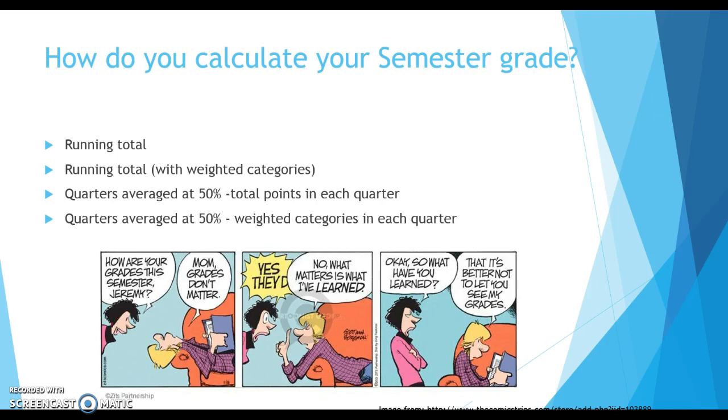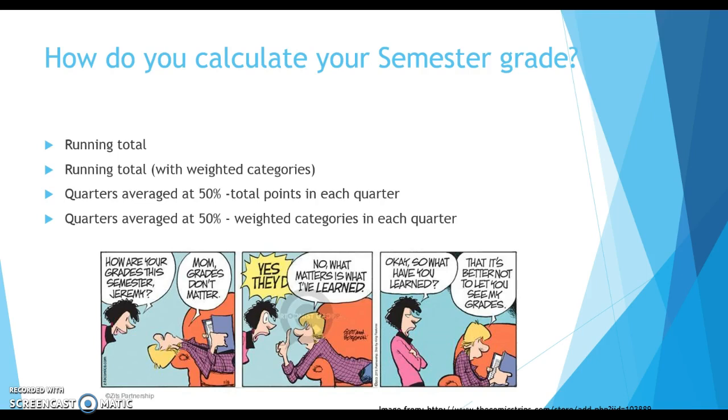The second way is that same kind of running total throughout the semester, but this time using weighted categories. So as an instructor, you want homework to be a certain percentage of the semester grade, you want the exam to be a certain percentage, and so on. The third way is averaging quarter 3 and quarter 4 together. So Q3 is 50%, and likewise with Q4. But within each quarter, you're just doing total points.